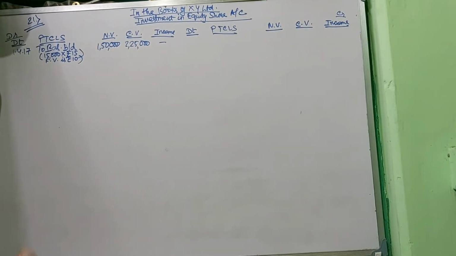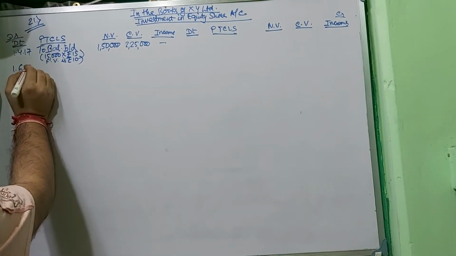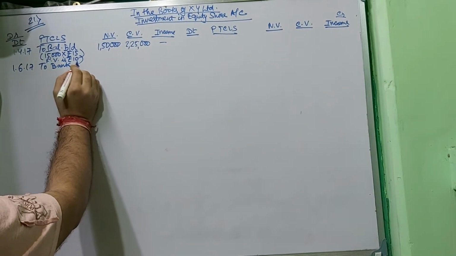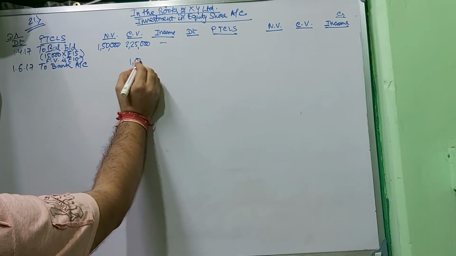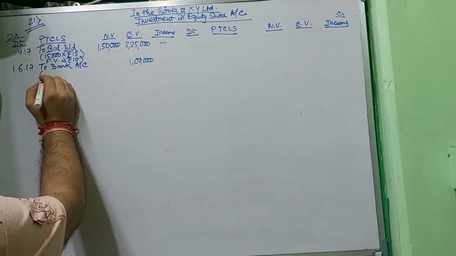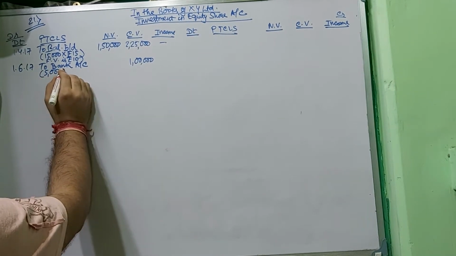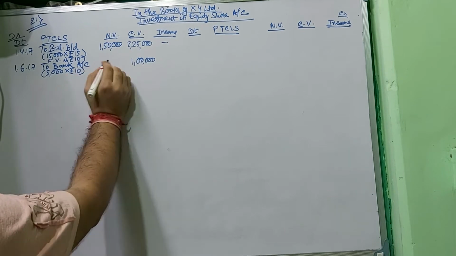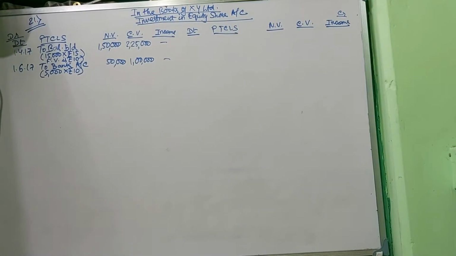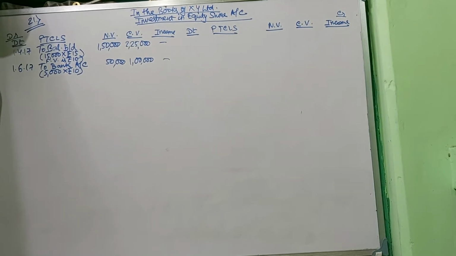Okay. On 1/6 again 5,000 shares have been purchased to bank account. Nominal value, capital value is given. Nominal value 5,000 shares of rupees 10 each. 5,000 into rupees 10 is 50,000. Okay. Bonus, we have calculated the bonus, which is 4,000.